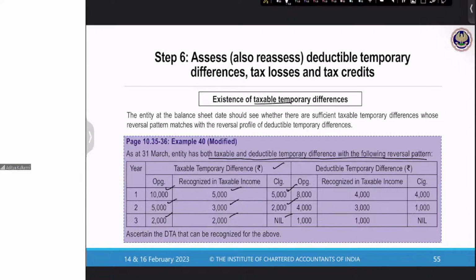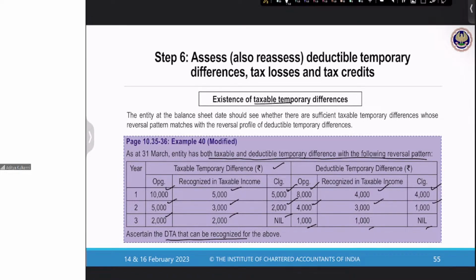All right. Coming to the deductible temporary differences. Opening is 8. Recognized is 4. Closing is 4. Okay. Opening is 4. Recognized is 3. Closing is 1. Opening is 1. Recognized is 1. Closing is 0. So now the question is, can you ascertain what is the DTA that can be recognized for the above?